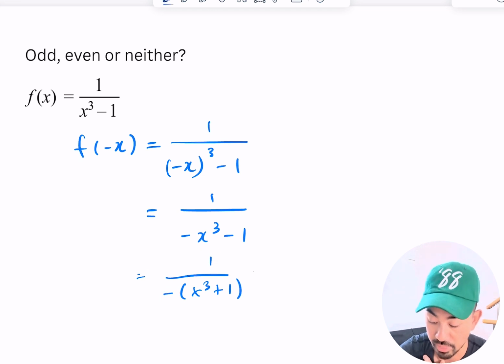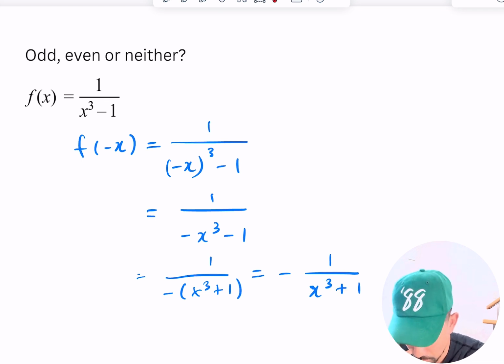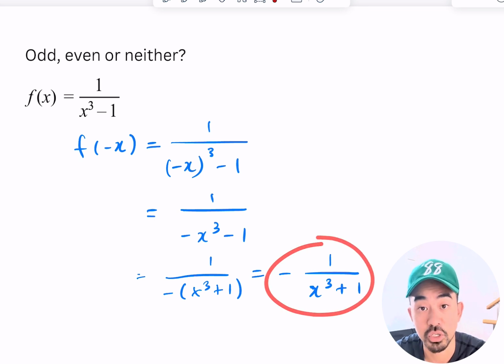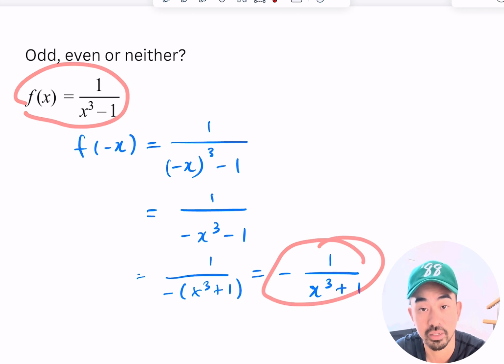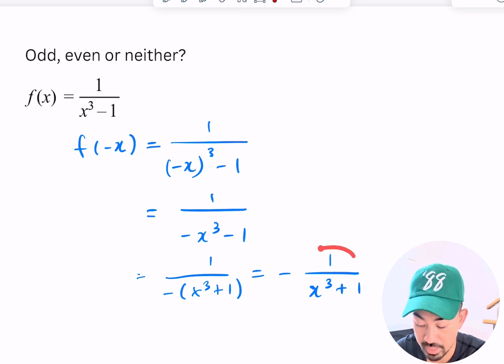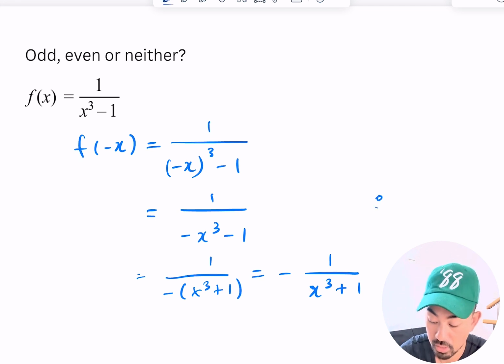So if I just rewrite that out the front, you can see now this is the function we've got left over. Now, is this function the negative version of this? We know it's not exactly the same, right? But is it the negative version of that? Well, it's not, but it's close because it's got a negative out the front, but the difference is you have a plus there. So it's not even and it's not odd. So therefore, this is neither.